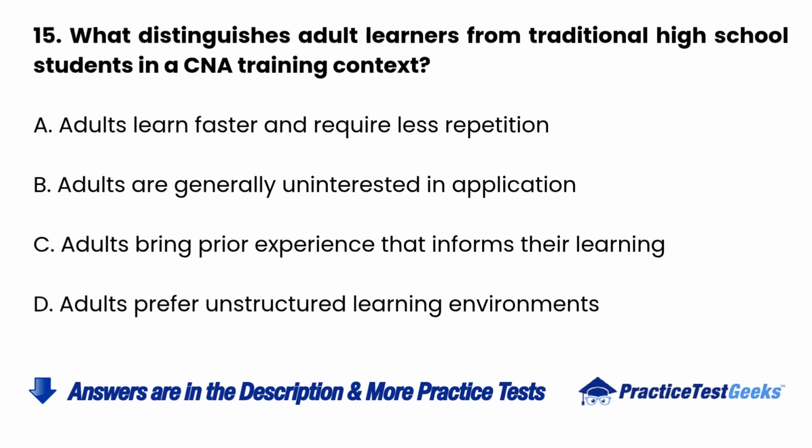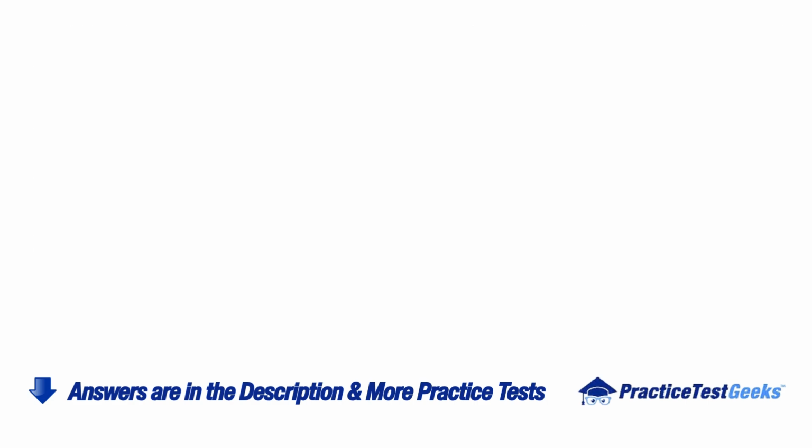15. What distinguishes adult learners from traditional high school students in a CNA training context? A. Adults learn faster and require less repetition. B. Adults are generally uninterested in application. C. Adults bring prior experience that informs their learning. D. Adults prefer unstructured learning environments.